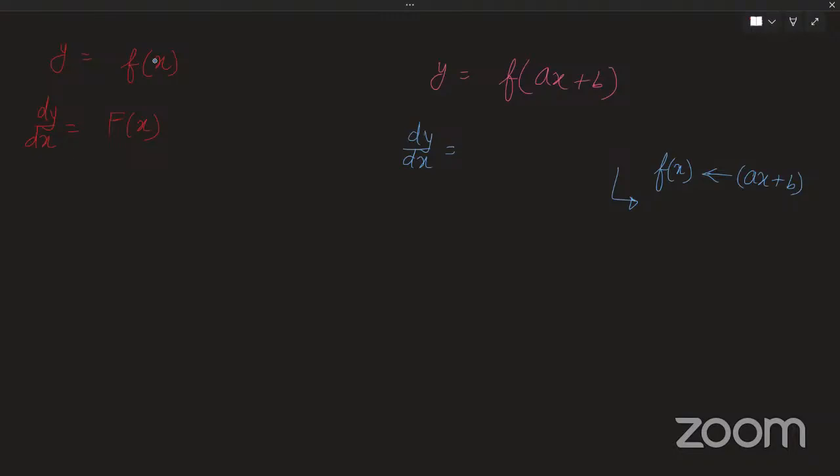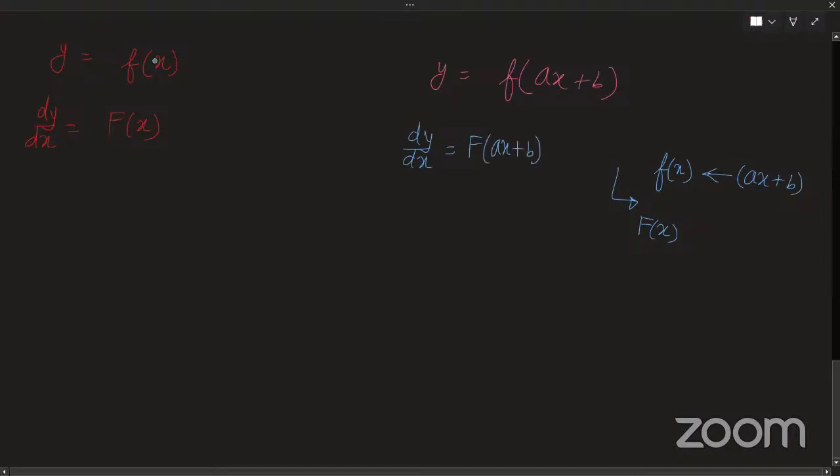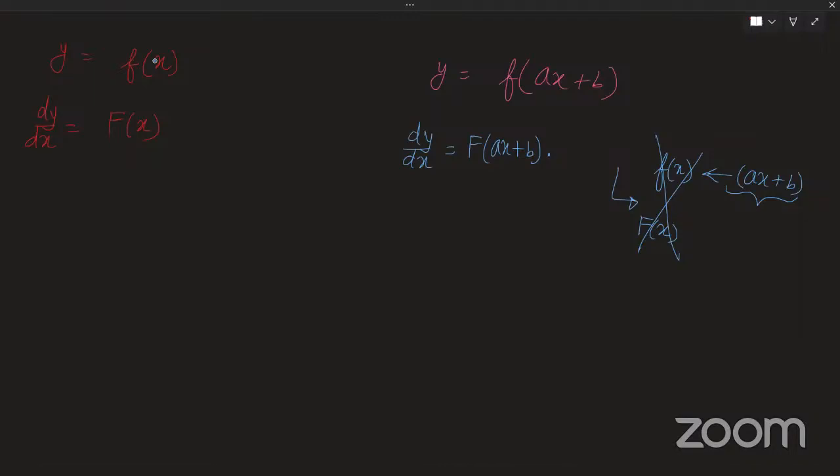So I have already named f dash x as capital F of x, right? So what will be the first term that I write over here? Capital F of ax plus b. Great. So I completed this level. I moved inside, ax plus b, a linear term. What will be the derivative of ax plus b? A.